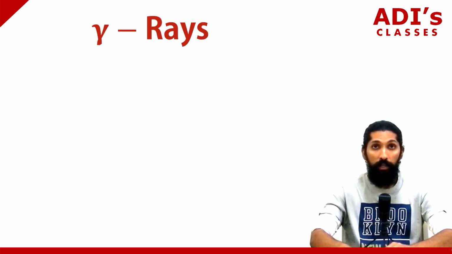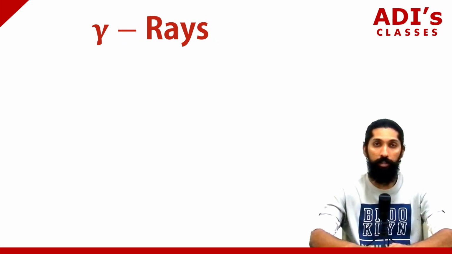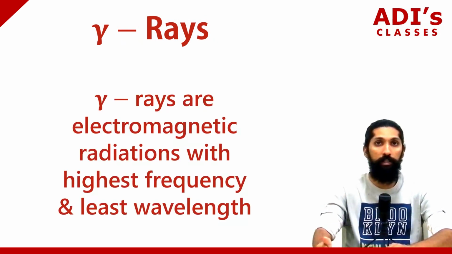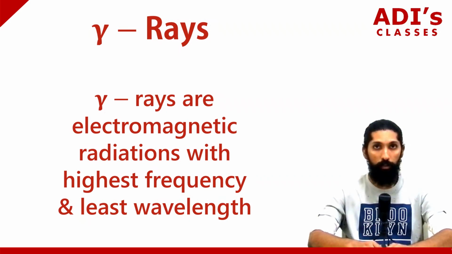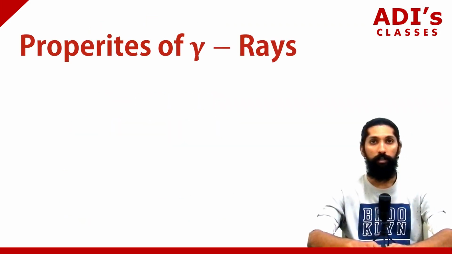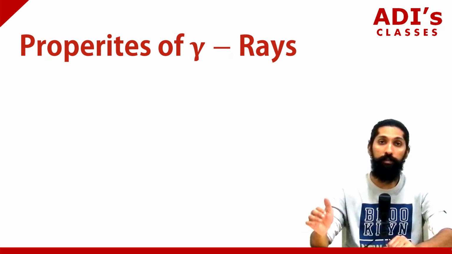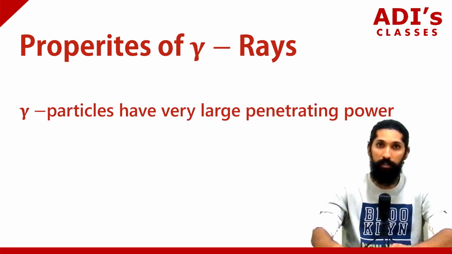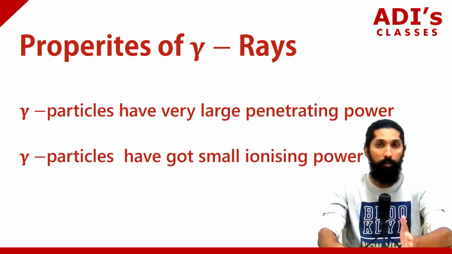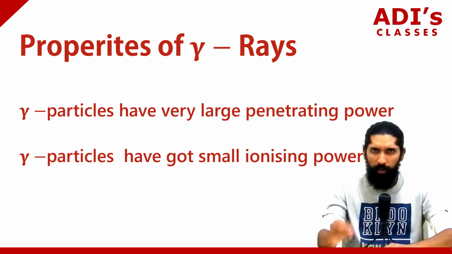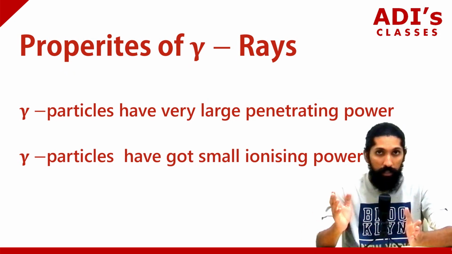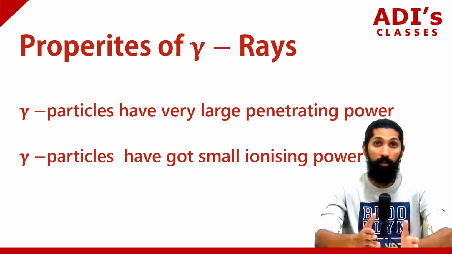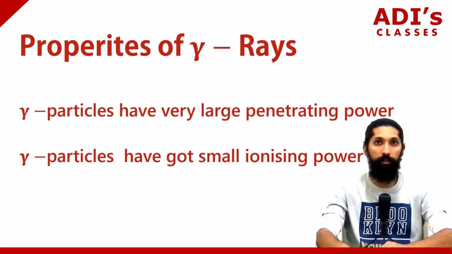Gamma rays are a type of electromagnetic radiation which has the highest frequency and the lowest wavelength. You have learnt about gamma rays in the EM waves chapter. Still, it's just a recall. They have the highest frequency and the least wavelength. Their wavelength is around 0.01 to 0.1 angstrom. Very, very, very small. Now, since it's an electromagnetic wave, or an electromagnetic ray, you can call it either way, the properties of electromagnetic rays apply to gamma rays also.